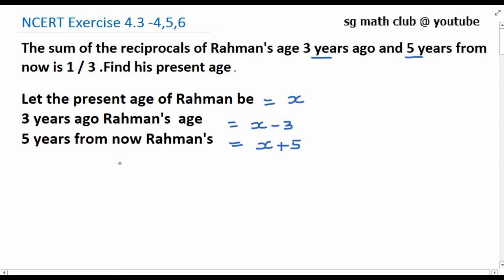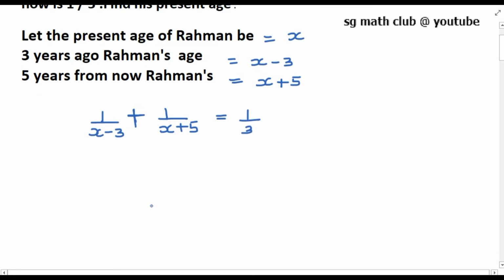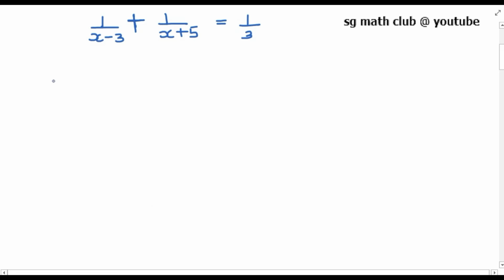They have given the sum of reciprocals of Rahman's age 3 years ago. Sum means plus sign. Reciprocal means we have to take 1 by x minus 3 and 1 by x plus 5 equal to 1 by 3. This is given as 1 by 3. So the sum of reciprocals of Rahman's age 3 years ago and 5 years from now is equal to 1 by 3. Now we will solve this. We will frame the quadratic equation, then we will solve this using quadratic formula.